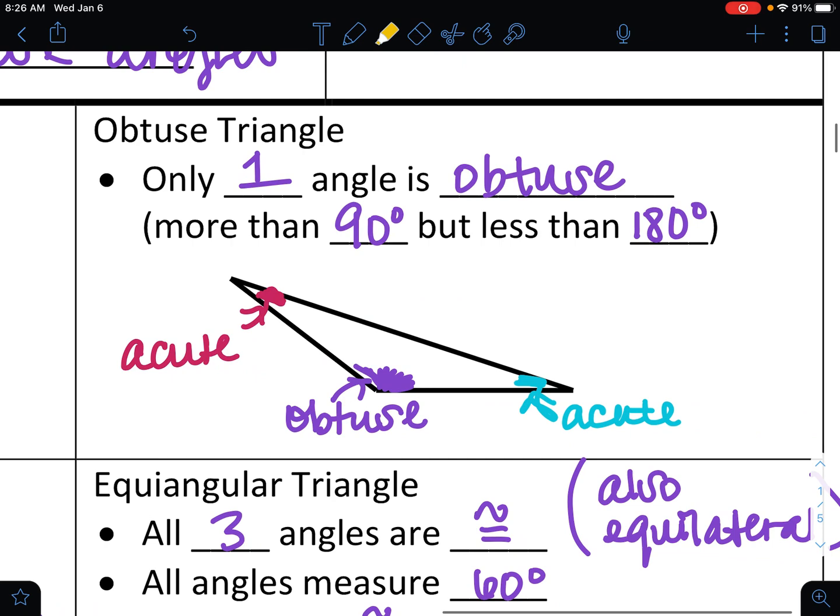Obtuse triangles also have acute angles here and here, but they also have 1 obtuse angle. So instead of having 3 acute angles, they have 1 obtuse and 2 acute angles. And don't forget, obtuse means more than 90, but less than 180.